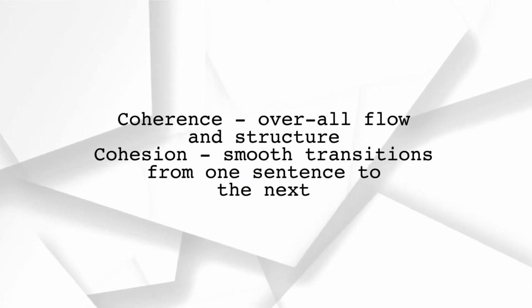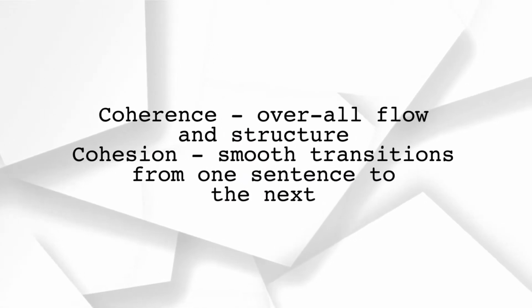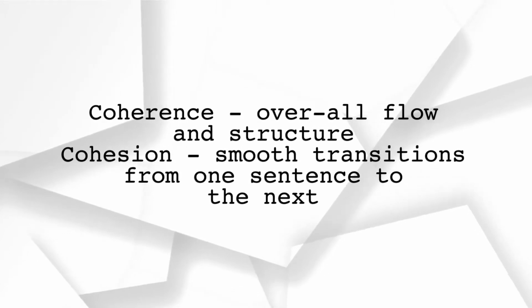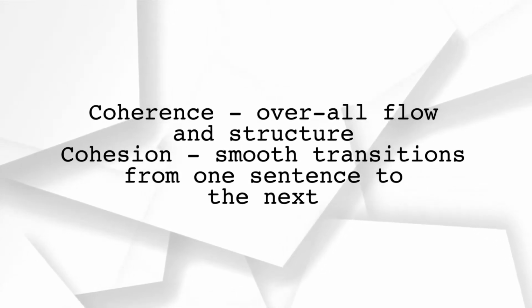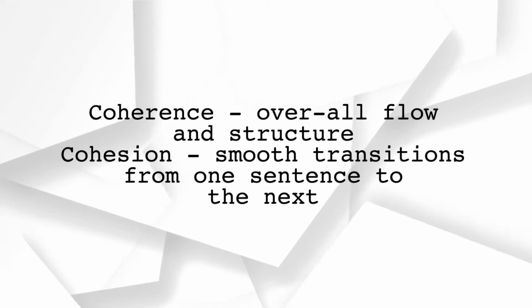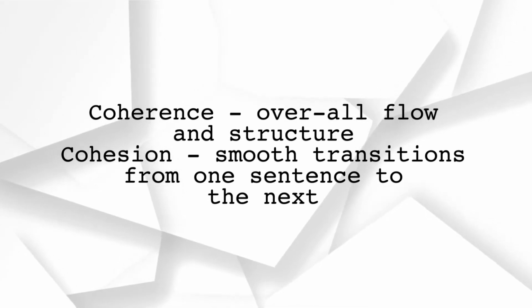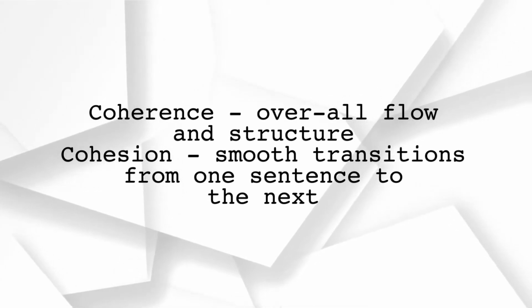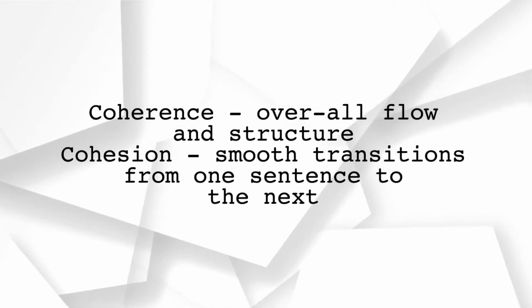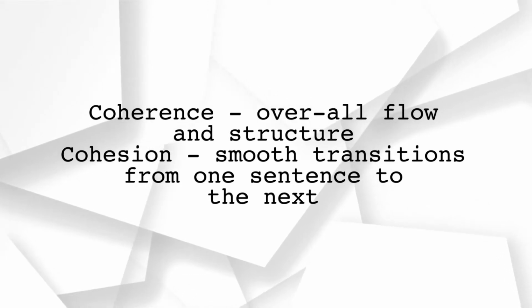If coherence looks at the macro level of a paragraph, which means it looks at its overall flow and structure, cohesion, on the other hand, is concerned with the micro level, or how the sentences are stitched together so that one sentence smoothly flows or transitions to the other.